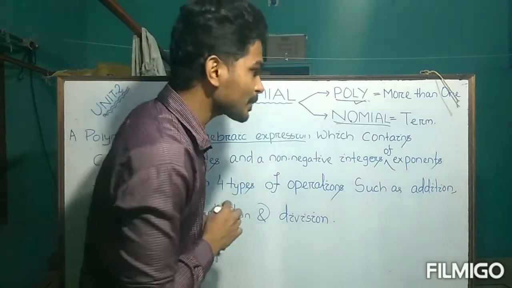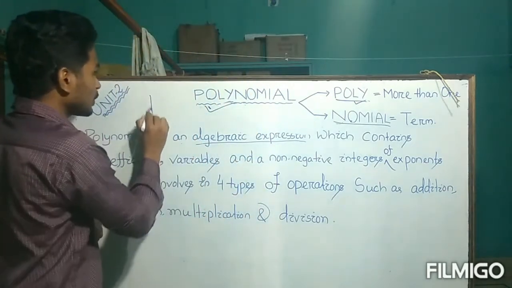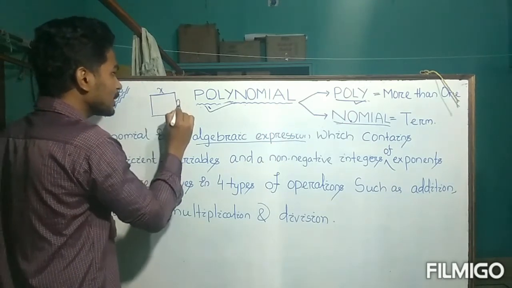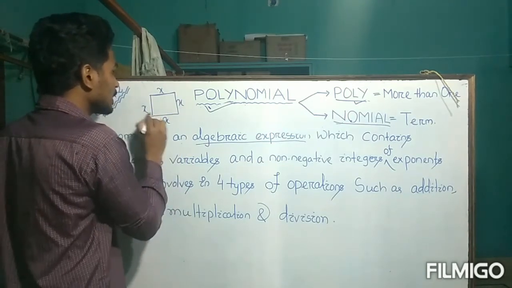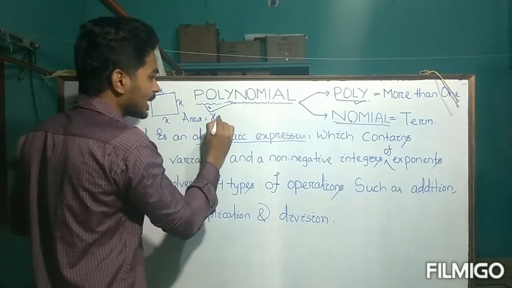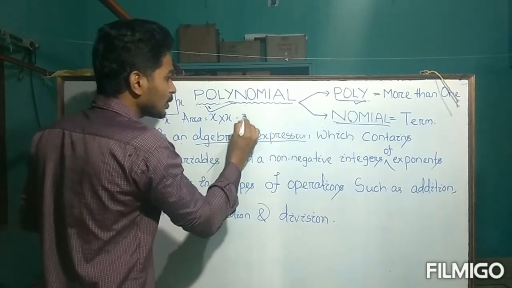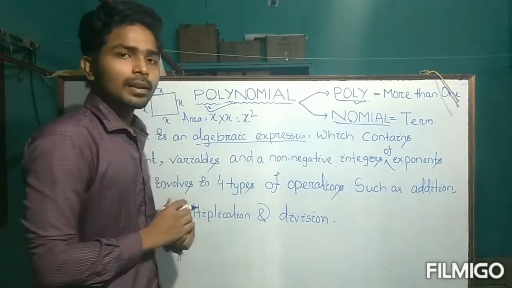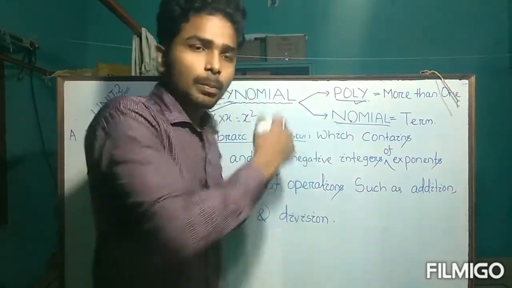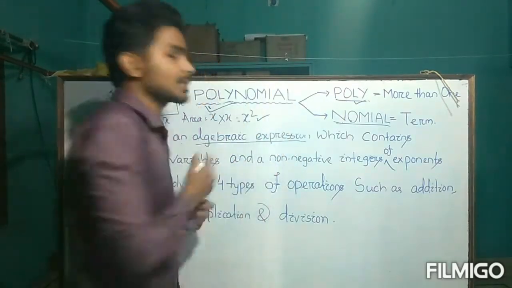What is an algebraic expression? See, suppose this is a square, and each side be x. Then what will be its area? As we know, area of square is side into side, is equal to how much? Is equal to x square. So it is an algebraic expression. So a polynomial is an algebraic expression.